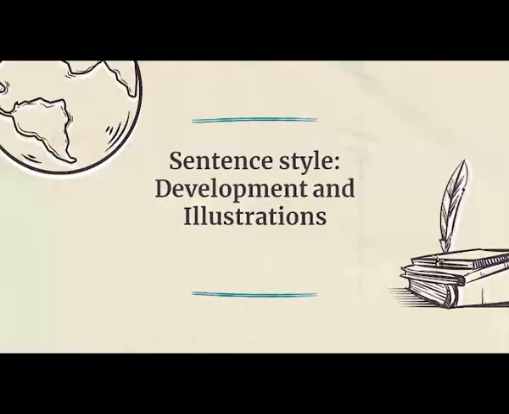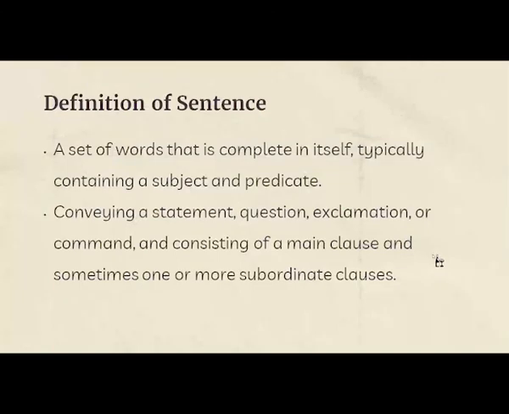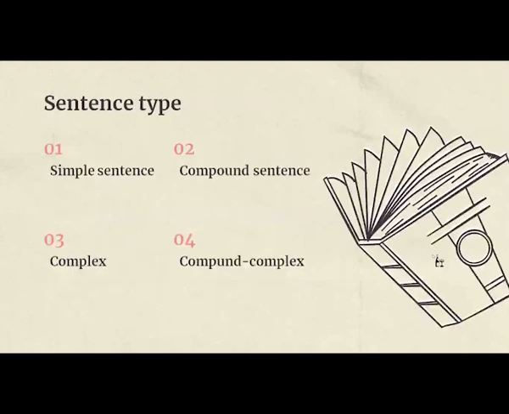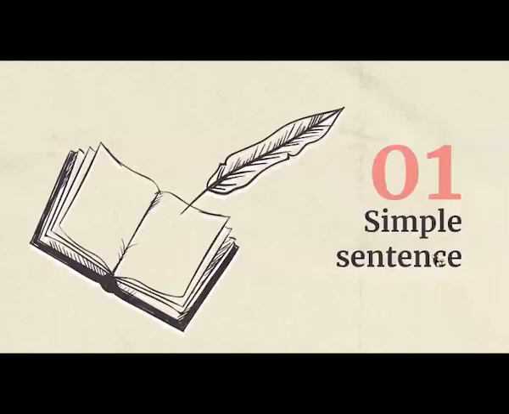Sentence style, development, and illustration. Definition of sentence: a set of words that is complete in itself, typically containing a subject and predicate, conveying a statement, question, exclamation, or command, and consisting of a main clause and sometimes one or more subordinate clauses. There are four types of sentence: simple sentence, compound sentence, complex sentence, and the last one is compound-complex.